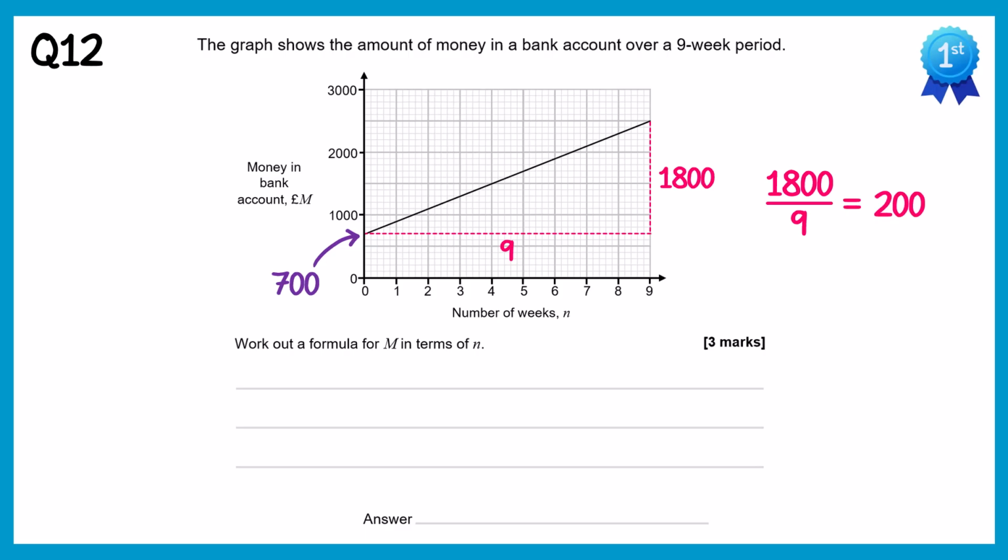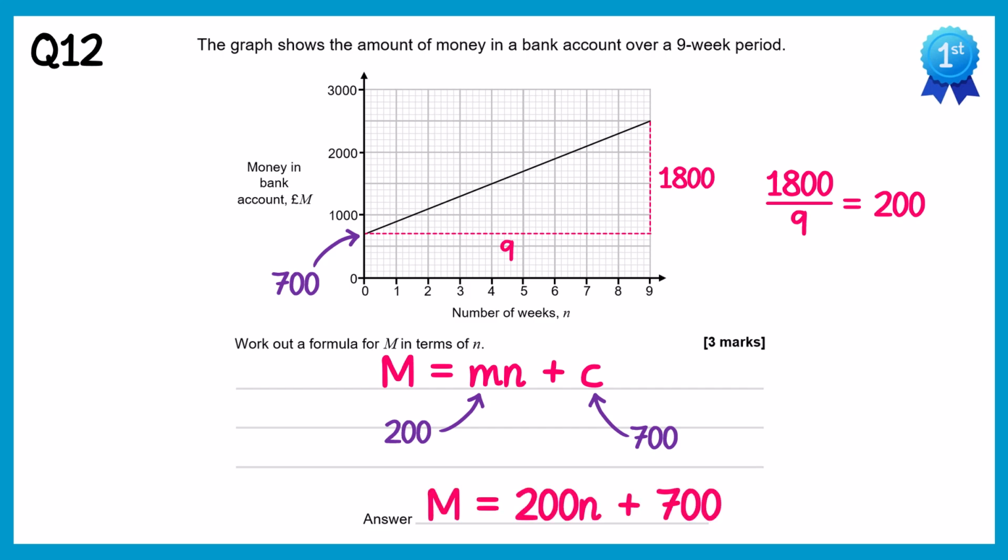We then look at the general equation of a straight line, which is y equals mx plus c. Of course, we're not working with y and x here, we're working with capital M and lowercase n. So it's actually M equals mn plus c. This m here is the gradient, so we can replace that with 200, and this c here is the intercept, so we can replace that with 700. So the final answer to the equation of this line is M equals 200n plus 700.